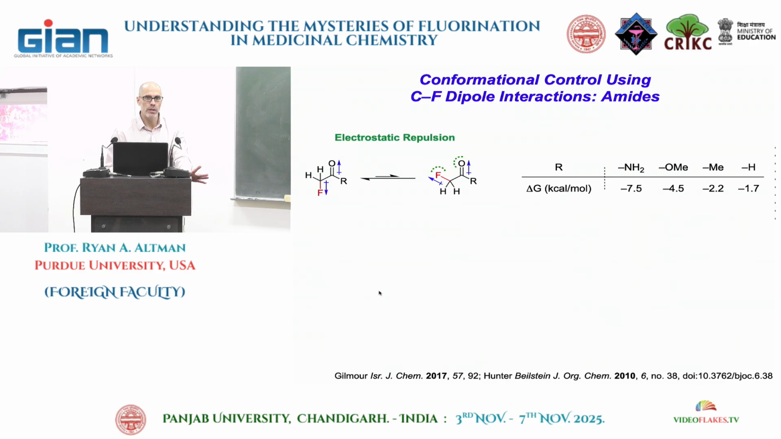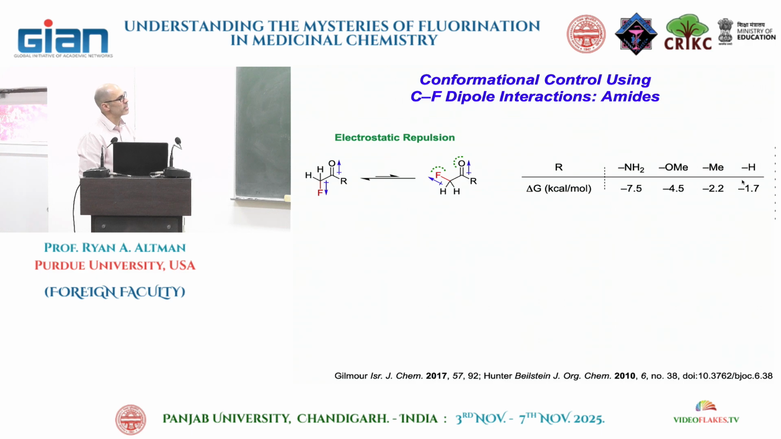The second one comes back to dipoles and magnetism. So this is going to be a slightly different model system. This is a model system in which we have a series of carbonyl-containing compounds and a fluorine atom at the alpha position. In this model system, we have a variety of different groups here at this position. You can see amides, esters, ketones, aldehyde.